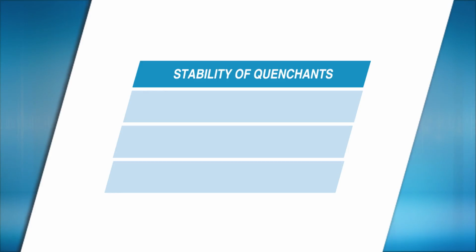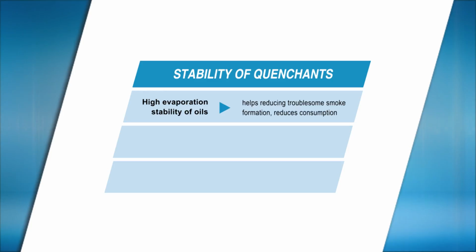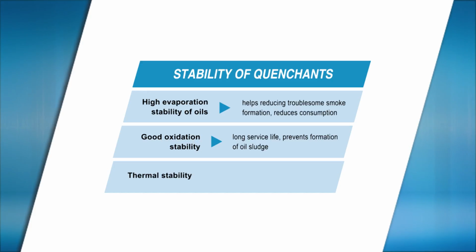Now, let us discuss the advantages of using a quenchant having stable parameters. The high evaporation stability of oil helps in reduction of smoke and also the consumption due to lower evaporation. The good oxidation stability of the oil provides better service life and helps reduce sludge formation. The oils having high thermal stability significantly reduce smoke and help retain typical quenching properties for a longer period.